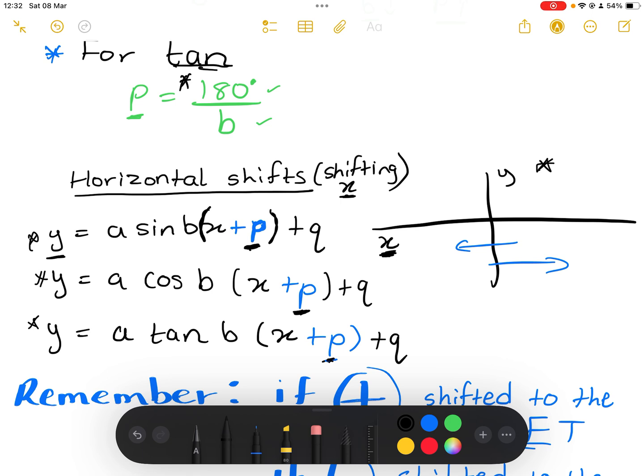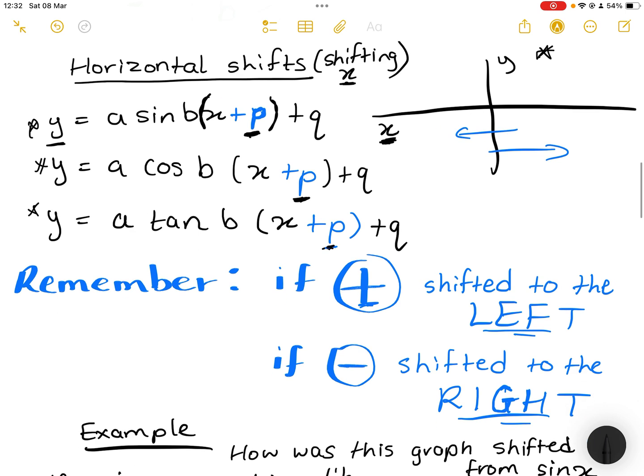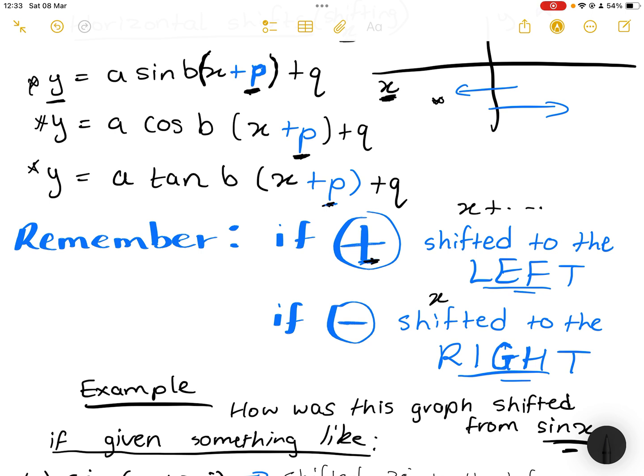But then you have to remember, if you say x plus, that means you are going to the left. That means you are shifting to the left side, where the x values are negative. So if your graph was shifted to the left side, you know that they said x plus something. But if it was x minus something in brackets, then you know that has been shifted to the right, towards the positive x-axis.